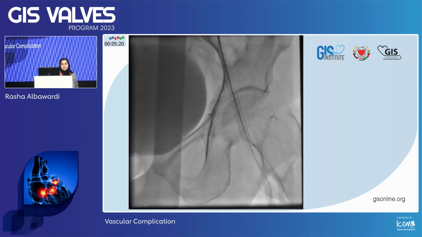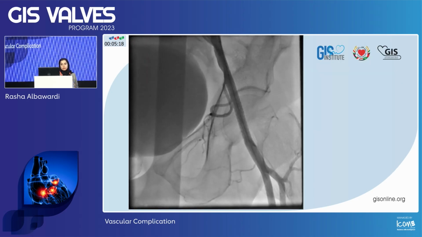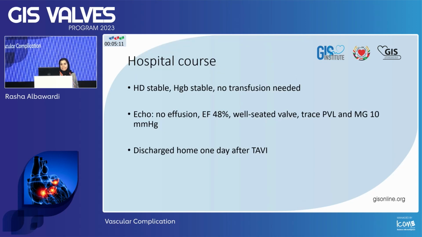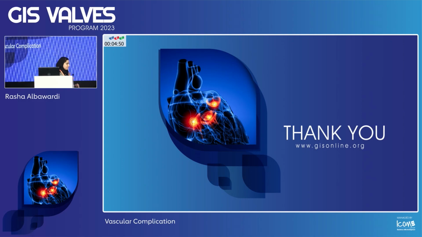So right after the stent deployment, you can see that perforation completely sealed, and we've maintained good flow distally as well. She remained hemodynamically stable, hemoglobin stable, no transfusion needed. Her echo overall showed good parameters after valve deployment, and she was discharged home 1 day after TAVI. So it's just a way that we should all be comfortable with covered stents if we need to in these cases. Thank you very much.